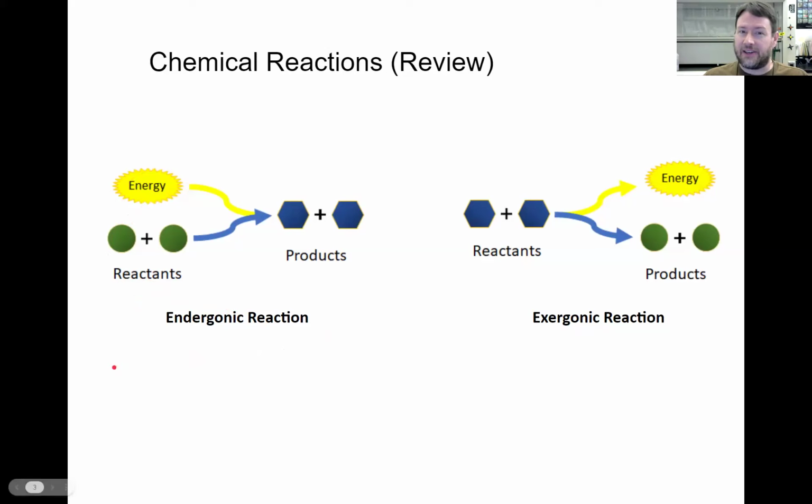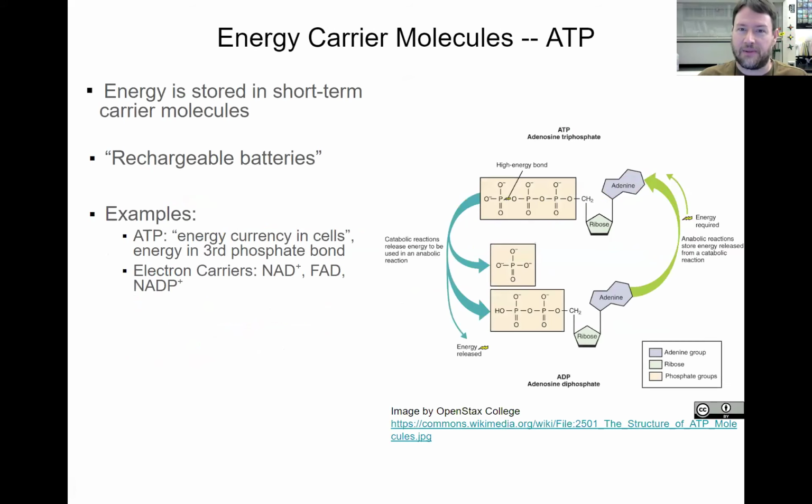And the answer is that cells have to couple an exergonic reaction with an endergonic reaction to get things to run. And the exergonic reaction that cells really, really like to use is the breakdown of ATP. Well, what is ATP? ATP is just an energy-carrying molecule. You could think of this as like a rechargeable battery that the cell can use to do a specific task, and then that battery can go get recharged somehow.